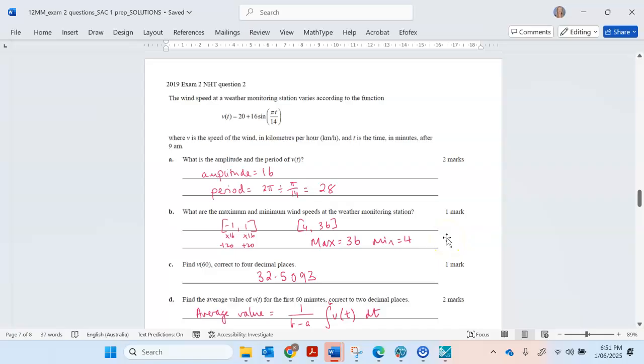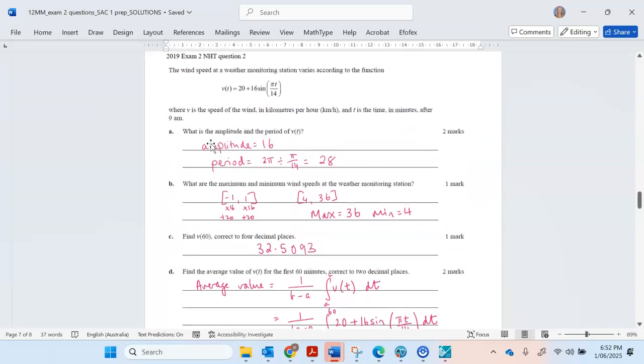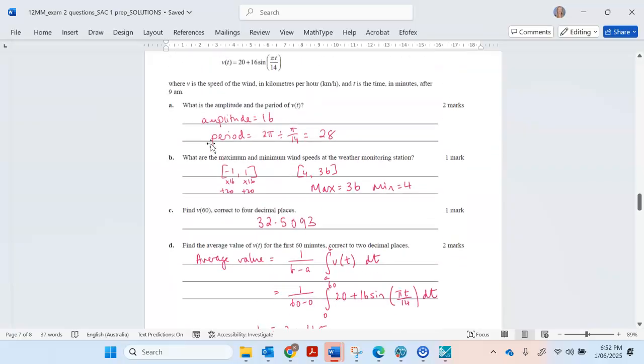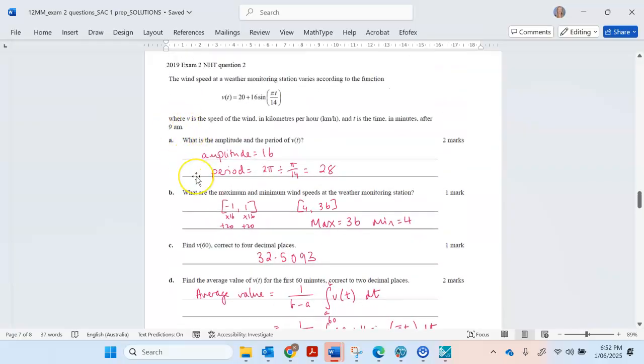All right, the wind speed at a weather monitoring station follows this function, V of t, where V is the speed of the wind and t is the time in minutes after 9 a.m. I don't think that I needed to know that. Anyway, I haven't given you all the questions, so that could have been important later on. What is the amplitude and the period? You'll be like, easy 2 marks, like during reading time. You should be like, yes, I can do that.